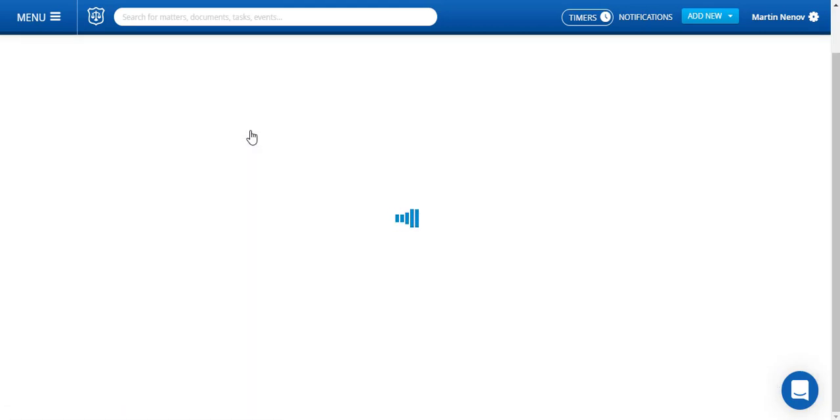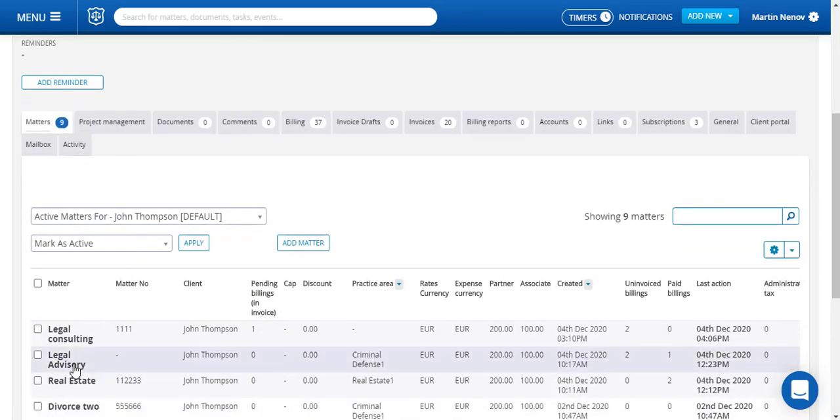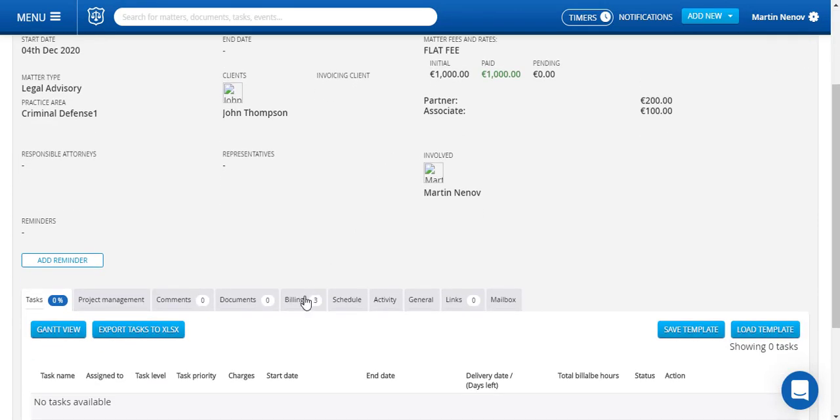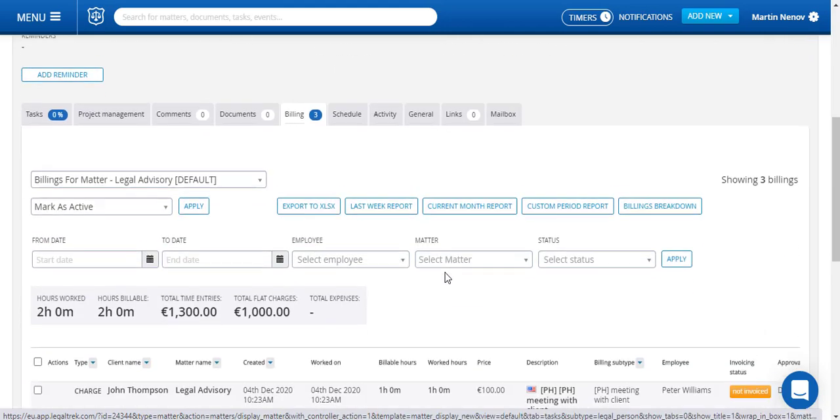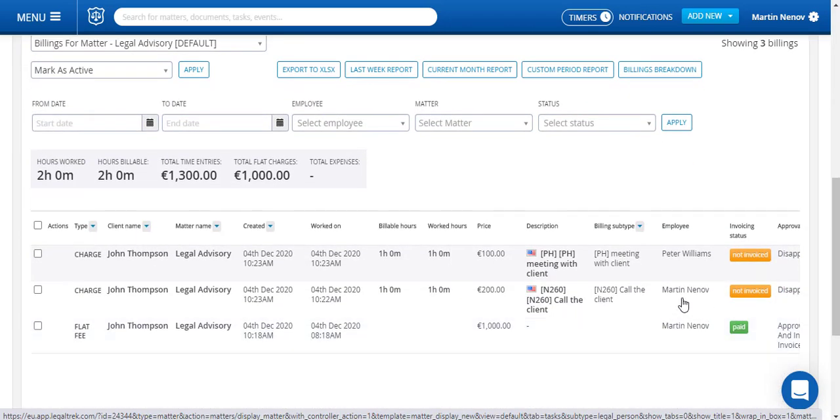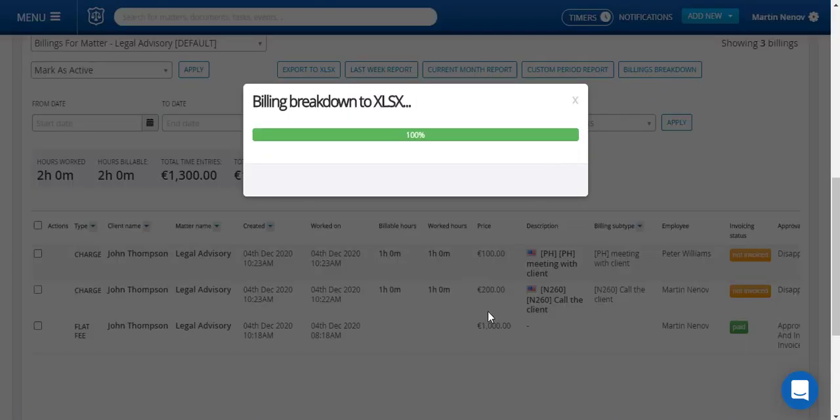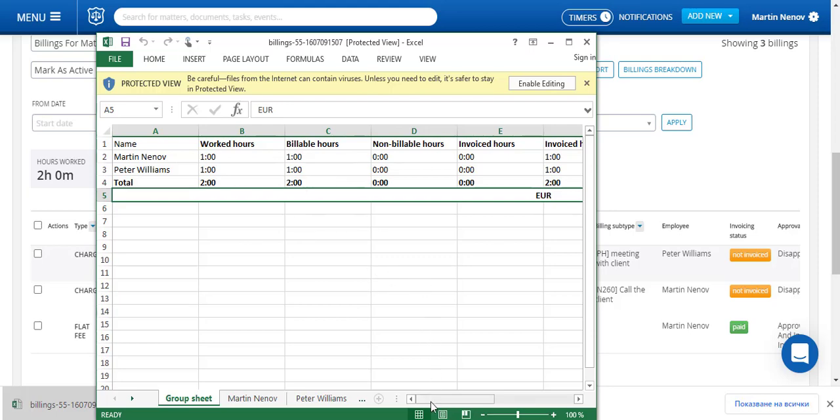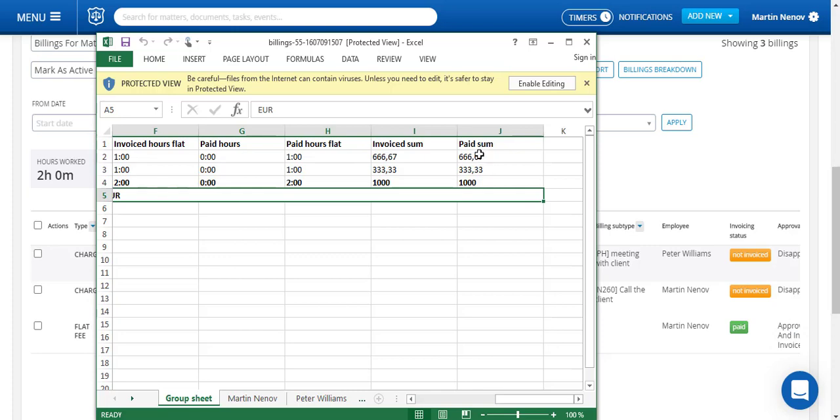Then we go to the second example. Here we have a matter with a €1,000 flat fee. We go to the billings and we see the same situation. A partner has billed 1 hour and the associate has billed 1 hour too. We generate the billings breakdown and we see that they have split the flat fee proportionally. The partner has taken twice more than the associate.